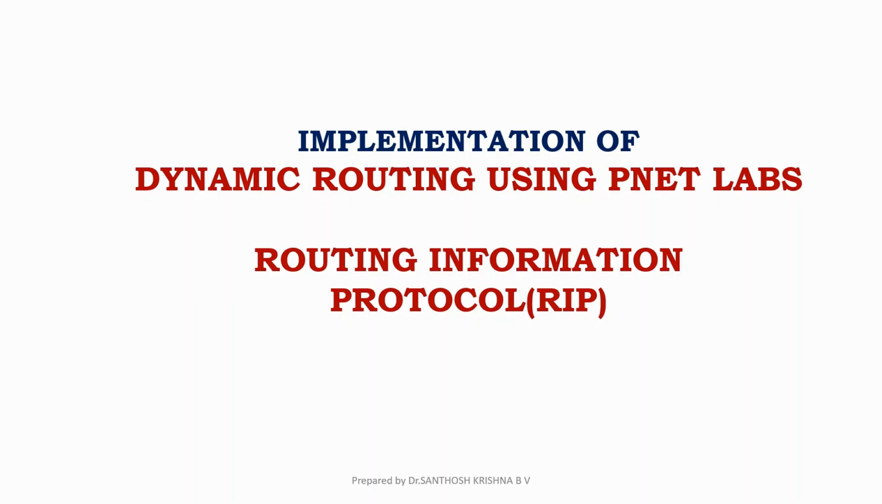Routing Information Protocol. In the last video we discussed what a routing information protocol is, what the use of the RIP protocol is, and what the limitations of RIP are. The biggest limitation is that it is limited to 15 hops. If there are more than 15 hops, the destination will become unreachable. Though we have some limitations, let us learn about this protocol.